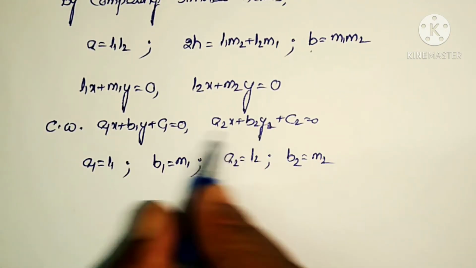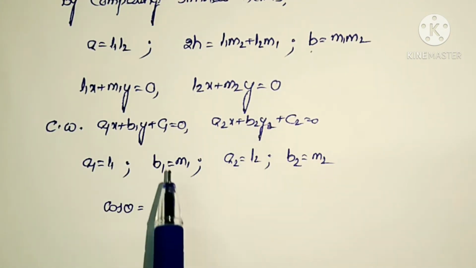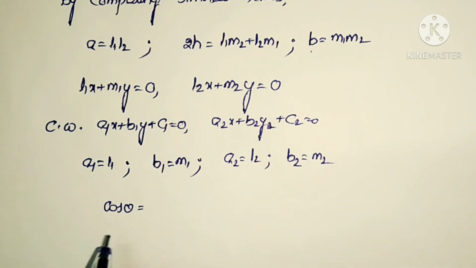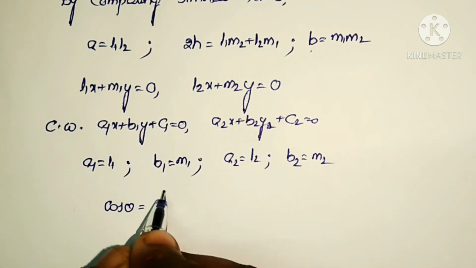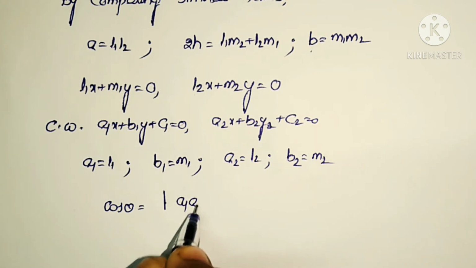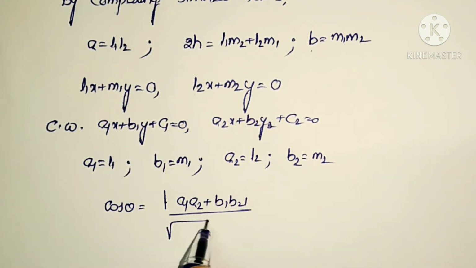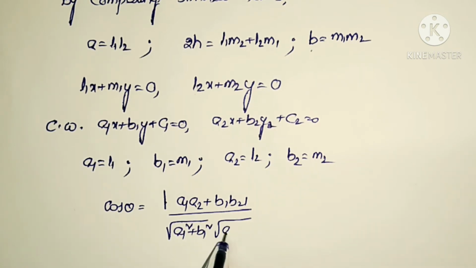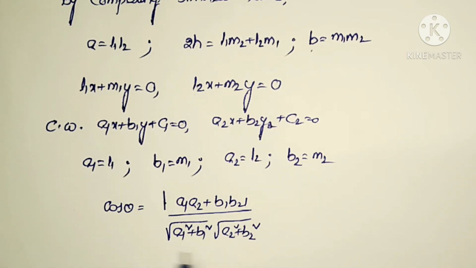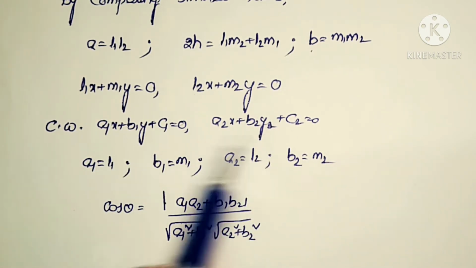Now what is the angle between these two lines? Already we have learned this formula in the straight lines chapter. The angle between these two lines is cos theta is equal to mod (a1a2 + b1b2) by square root of (a1² + b1²) into square root of (a2² + b2²). Now this is the formula for finding the angle between these two lines.